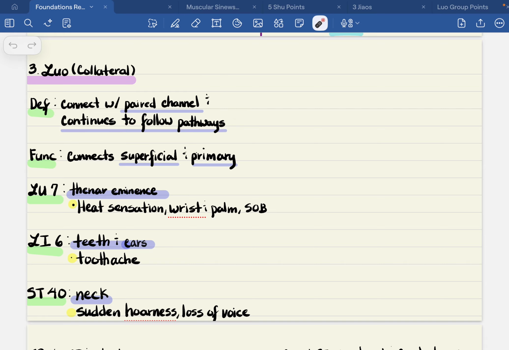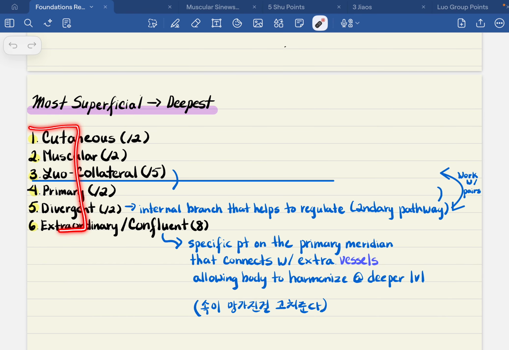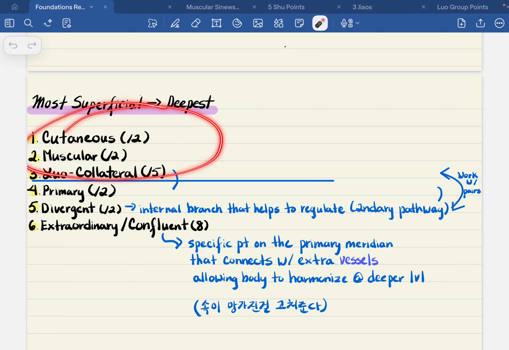The function of the Luo points is that it connects the superficial and the primary. Now, what does this actually mean? If we go up here, you see there's 6 levels. The most superficial is 1, and of course the deepest is 6. So that's the order that it goes. This is a division line of where it divides the very superficial layers and the deepest layers. Now the Luo actually behaves like a liaison where it connects the superficial to the primary. And so that's why we say that definition.